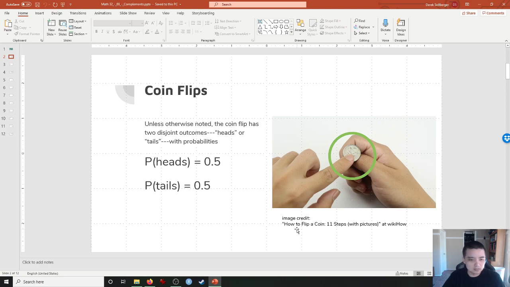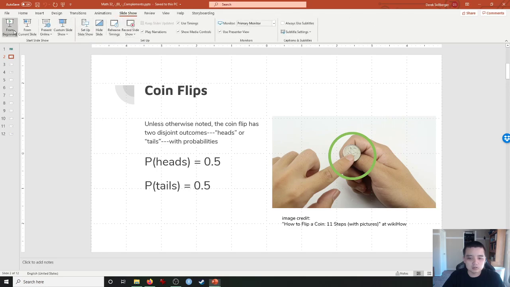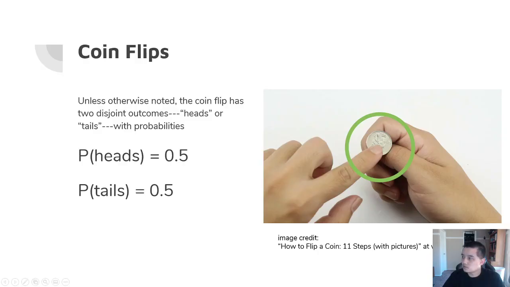Notice the caption in the bottom right. Maybe I should turn on the slideshow for a bit. How to flip a coin in 11 steps.